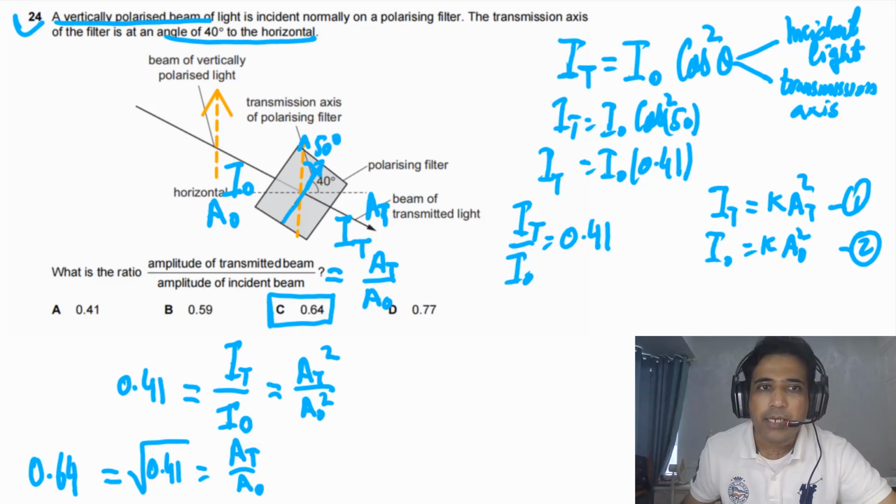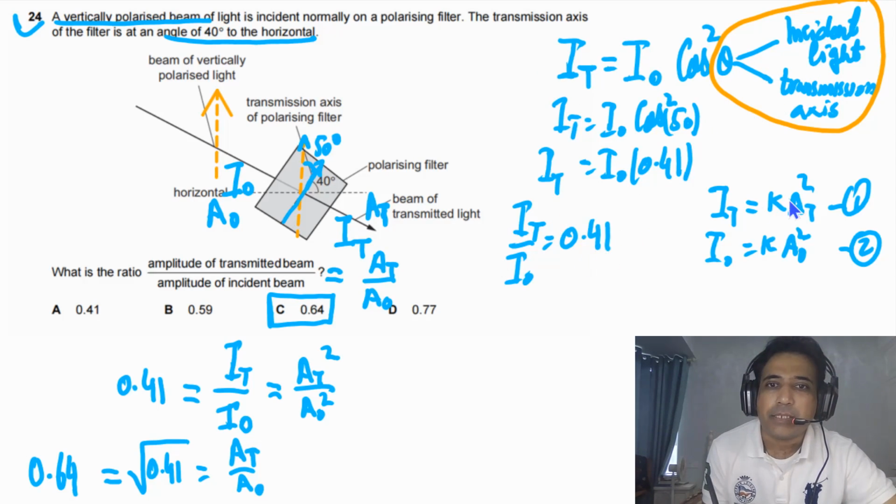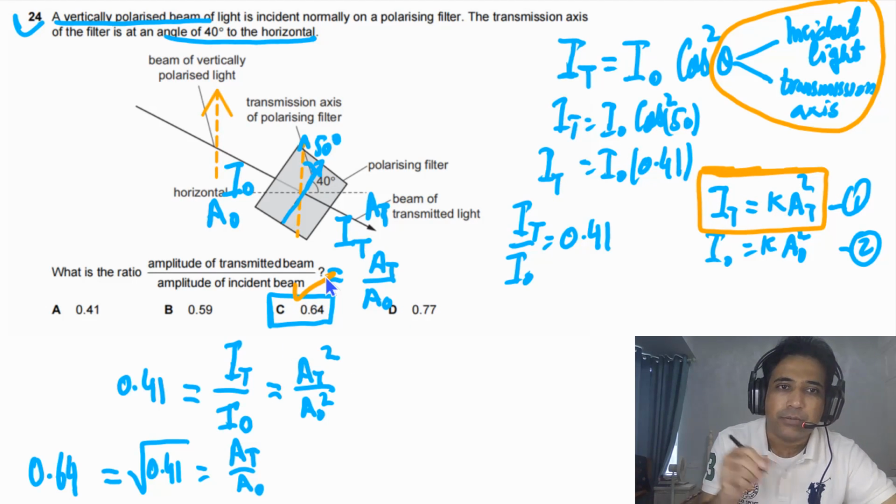So let me highlight the points you need to understand for this question. This is one important point, the angle. You need to understand which angle you have to take when you use Malus's law. And the second thing you need to understand, how IT and AT are linked with each other. So if you understand these points, simply you can find the answer.